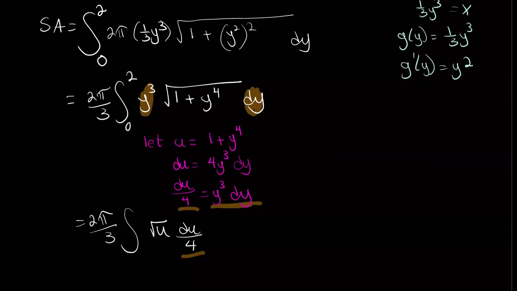I am going to need to change my bounds because I changed my variable. You should always change your bounds when you change your variable. So if I plugged in 0, my u became 1 plus 0 to the fourth, which is 1. And if I plugged in 2, my u became 1 plus 2 to the fourth, which is 17. That's where those bounds come from.